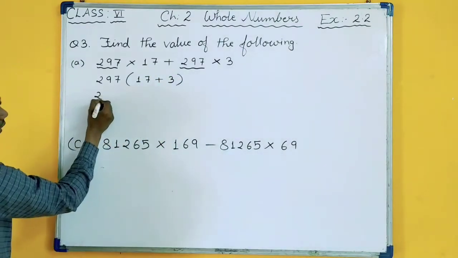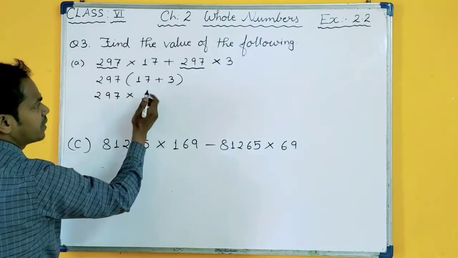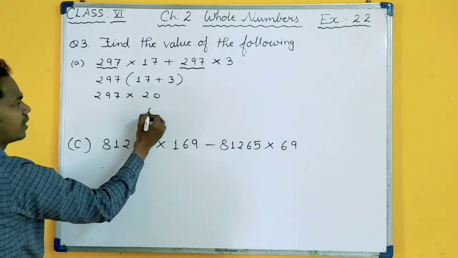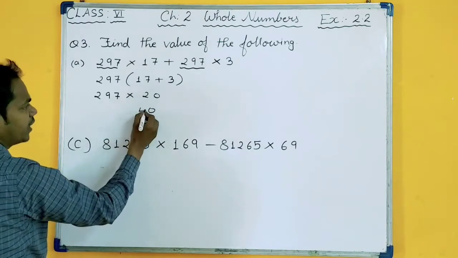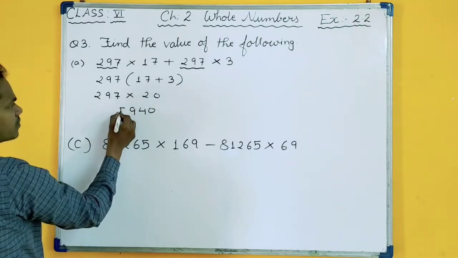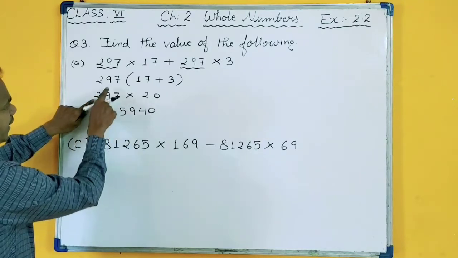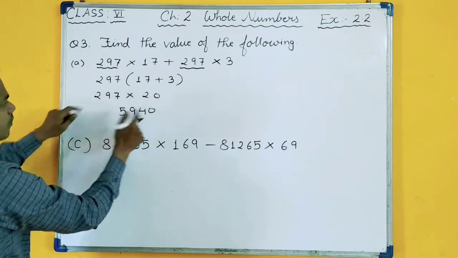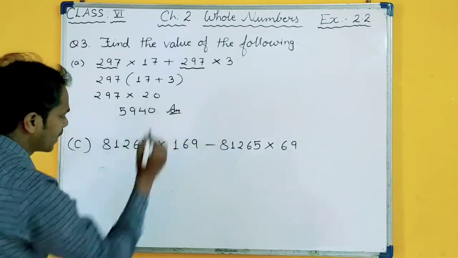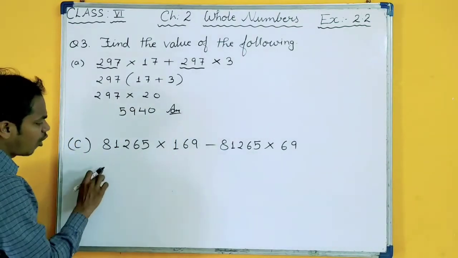Okay, now 297 multiplied by 17 plus 3 means 20. Now multiply: 2 7s are 14, carry 1, 2 9s are 18 plus 1 is 19, carry 1, 2 2s are 4 plus 1 is 5. This is your solution.